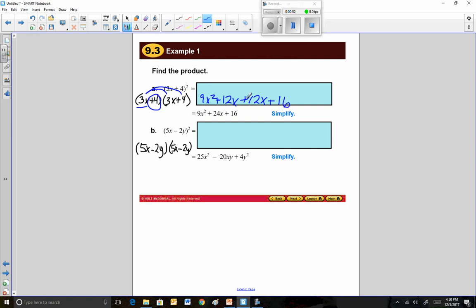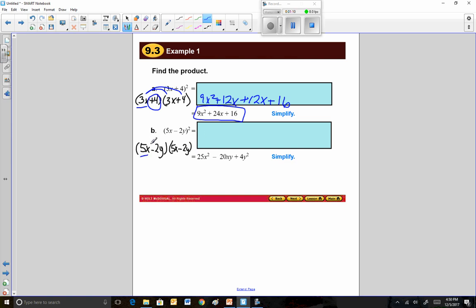And then we combine any like terms in the middle. And so our final answer is 9x squared plus 24x plus 16. Take a look at this one. It says 5x minus 2y raised to the second power. So we write it out twice and we start to multiply.